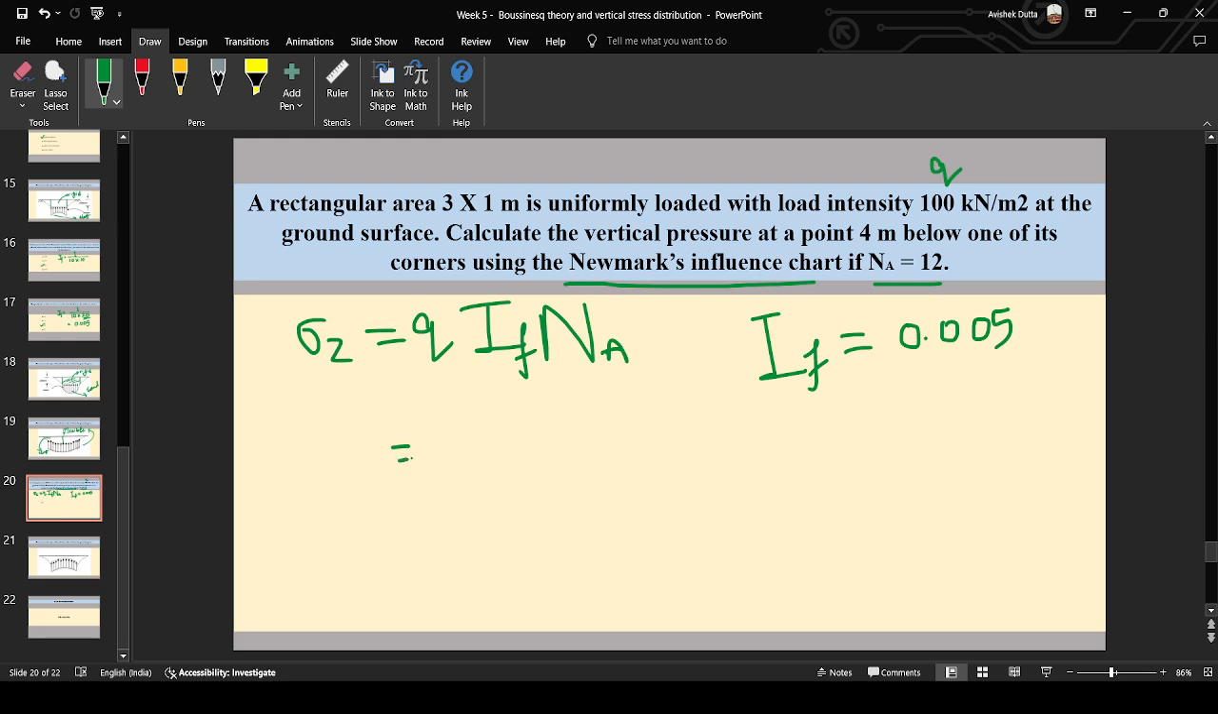Putting the value of all these variables, Q is 100, IF is 0.005 and NA is 12. We get a value of 6 kilonewton per meter square. The main advantage of using the Newmark's influence chart is that if the value of NA, the number of area units under the loaded area, is given, we don't have to find out the value of R and use the Boussinesq equation. We can easily use the formula sigma Z equals Q into IF into NA. Q is the loading intensity, IF is the influence factor, and NA is the number of area units under the loaded area. We can directly find out the vertical stress.